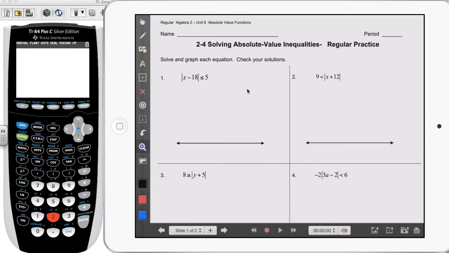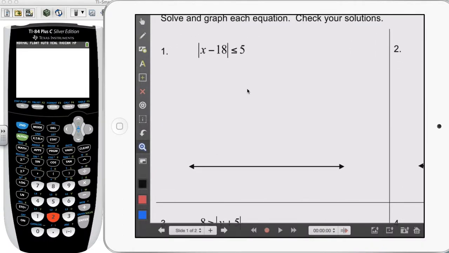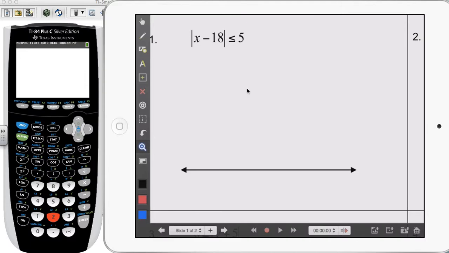Now, remember, every time you have an equation or an inequality, your first step always is to isolate the absolute value. Now, as you can see, the absolute value is isolated. There's nothing being multiplied or added or subtracted, so it is on its own on the left side of your inequality. So the first step is done for you.